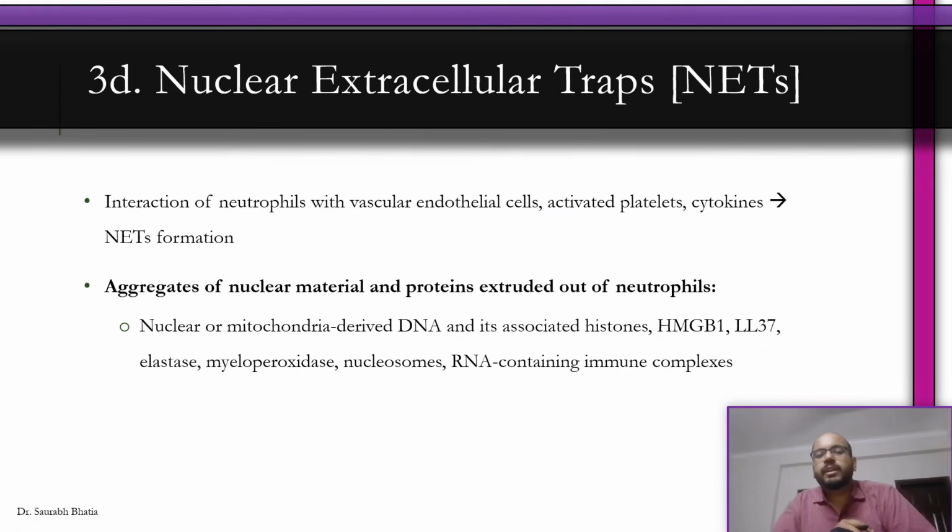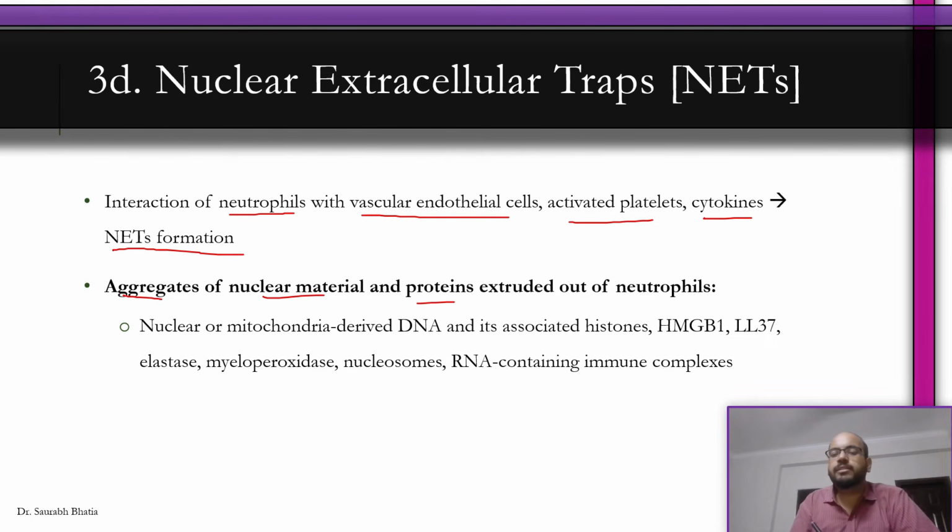Now let's discuss nuclear extracellular traps, or NETs. NETs is a very important concept to understand in the pathomechanism of LE. Now what happens is that there is interaction of neutrophils, which are the acute inflammatory cells. They are the first cells to arrive in the case of inflammation. When they interact with vascular endothelial cells or any activated platelets or any inflammatory cytokine, they lead to formation of NETs, or the nuclear extracellular traps. So what are NETs? NETs are aggregates of nuclear material and proteins excluded out of neutrophils.